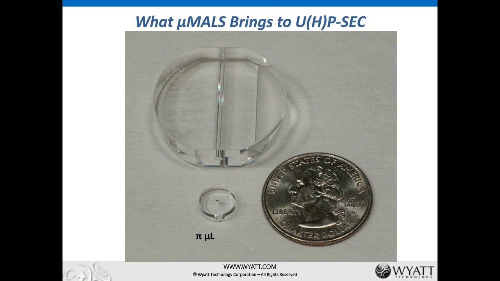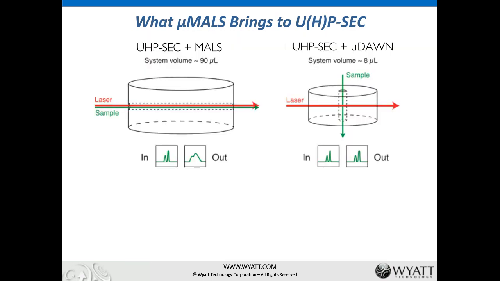The picture here shows how much smaller the microDAWN flow cell is compared with the traditional MALS flow cell. Including other necessary components and tubings, you see that we were able to reduce the MALS system volume by a factor of more than 10, and this goes a long way in preserving the resolution of the UHP-SEC peaks. I have shown that in the cartoon here. So you see the peaks are much better resolved in the microDAWN system.